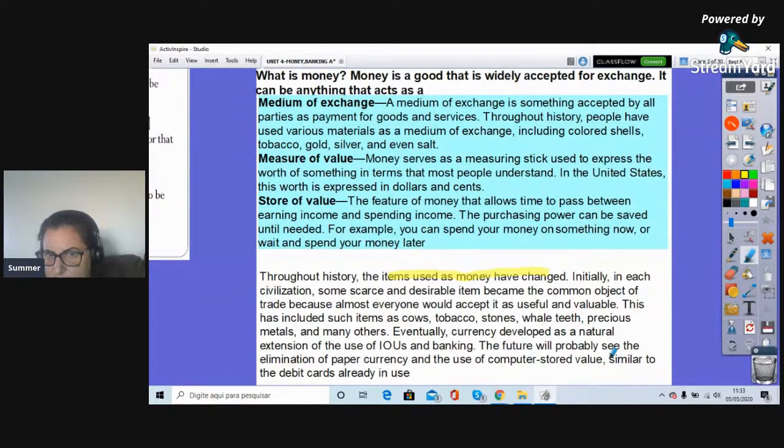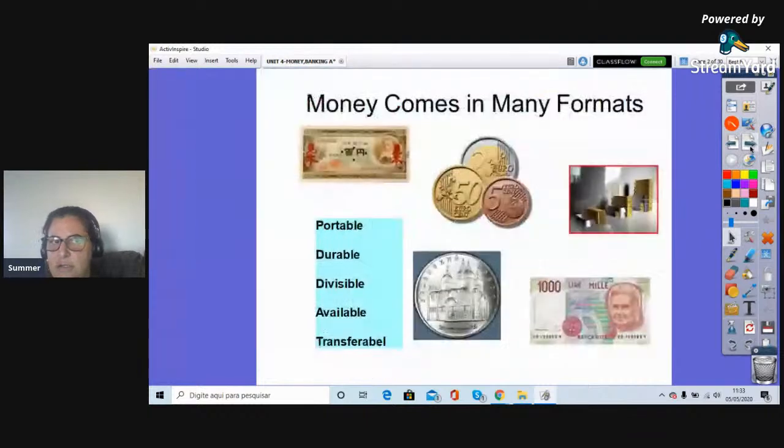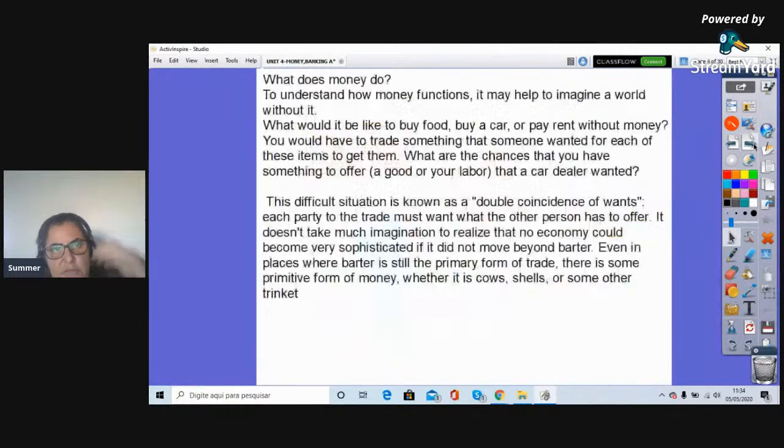Eventually, currency developed as a natural extension of the use of IOUs and banking. It is said that the future will see the elimination of paper currency and the use of electronically stored value, something similar to what we have today as debit cards and credit cards. So, what form does money take? Money needs to be portable, durable, divisible, I can break it down into cents, available, and transferable. This is how my money comes to me.